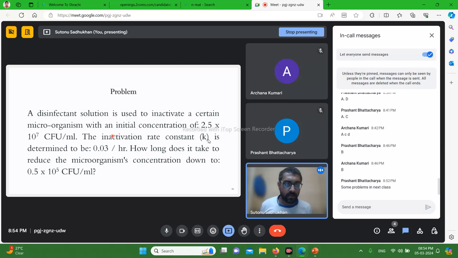Some problem is next class? What problems? Time is not up, there are still 6 minutes left. So you have to calculate an answer. No, not the next class, this class only. It is a simple problem, nothing else. Just remember the formula, put the values in the formula and calculate. That's all.